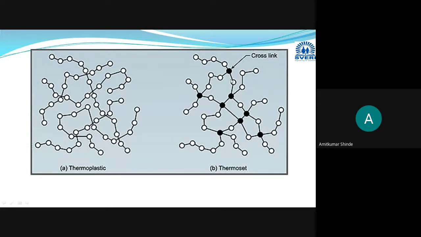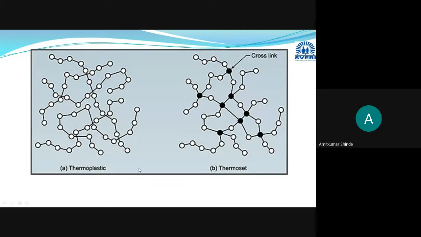Their strength will be more. And here, due to the absence of this cross-link, they will be weak in nature and soft. These thermoplastic materials will be weak, soft, and their melting point will be low due to the absence of cross-linking, and this will be more strong and having more strength. Okay, and they will carry more load also.